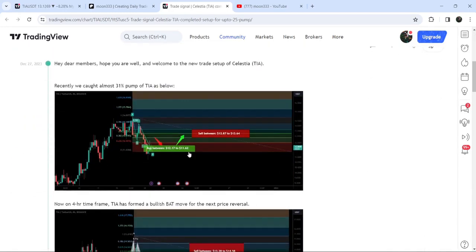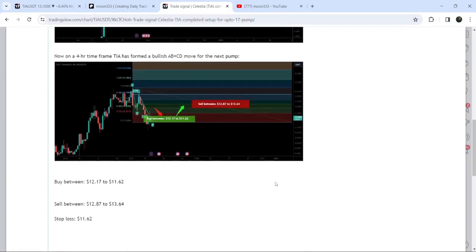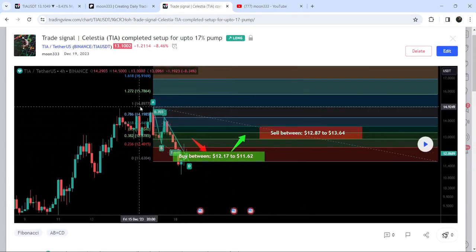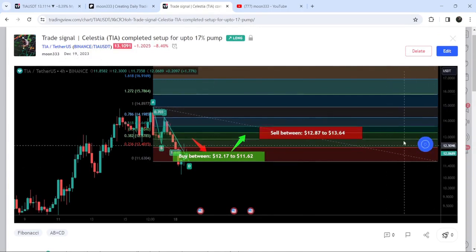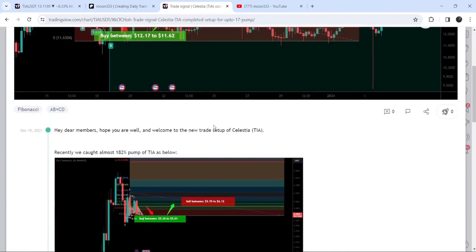And before that, I shared this harmonic bullish reversal AB equal to CD move and this was the complete trade setup, the buying range and the sell target line and the stop loss. And I shared this idea on 19th of December 2023. And if I play this chart, then you can see that the price has started another very nice reversal from this buying zone and rallied beyond the sell target zone. And this was almost 31% pump on this 4-hour time frame chart.